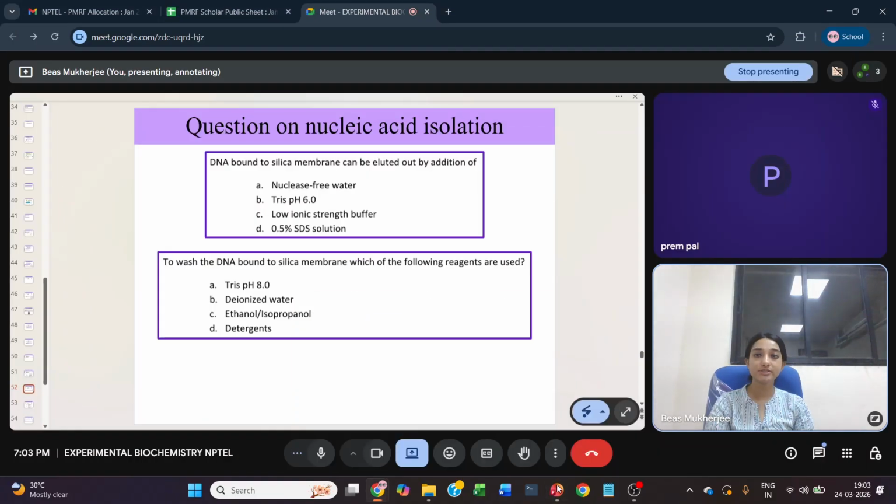We have two more questions here. DNA bound to silica membrane can be eluted by addition of.